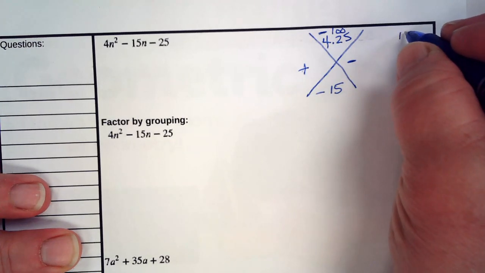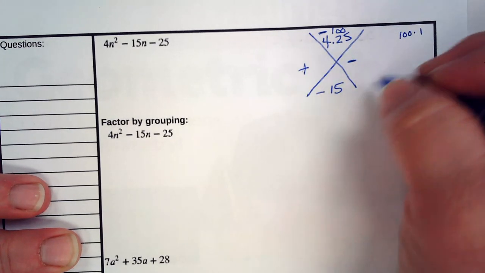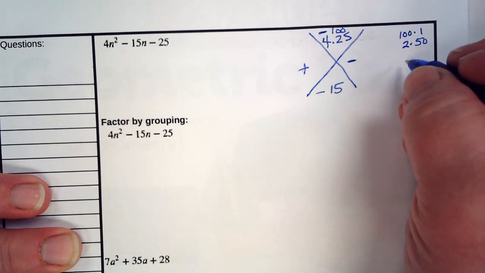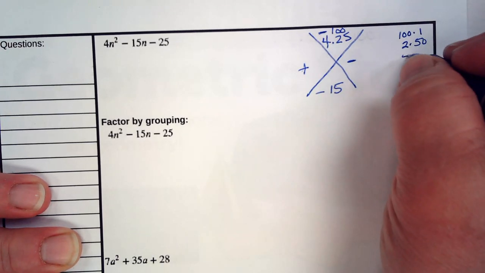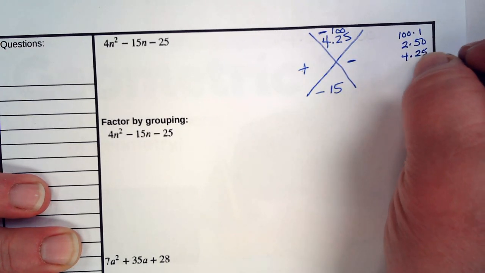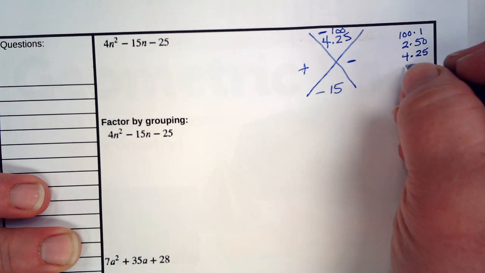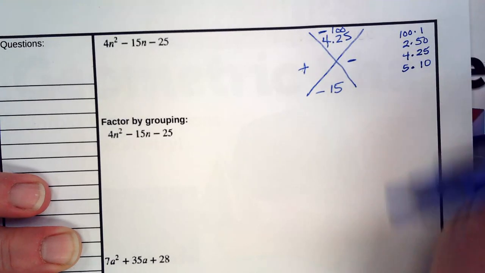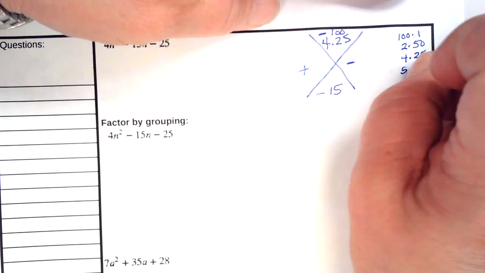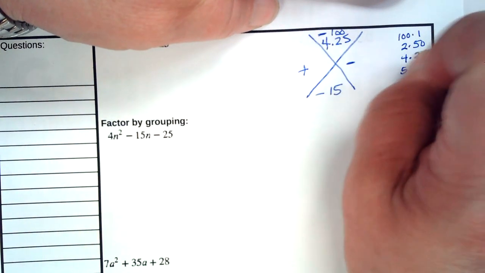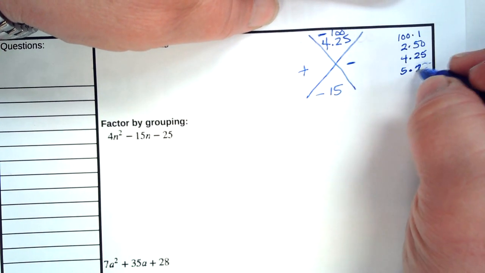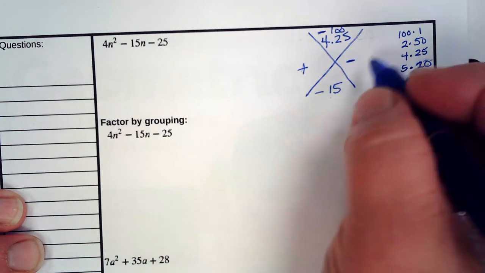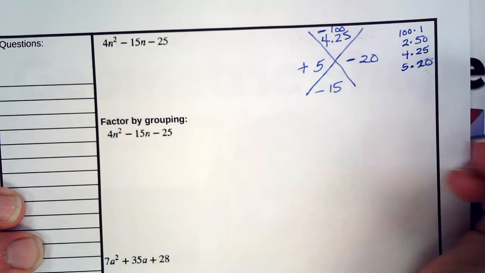Well, 1 times 100 does not differ by 15. 2 times 50 does not differ by 15. 3 does not go into it. 4 times 25 does not differ by 15. 5 times 20 does differ by 15. So it's 5 and 20. This is negative. The bigger number goes with the negative. It's negative 20 and positive 5.